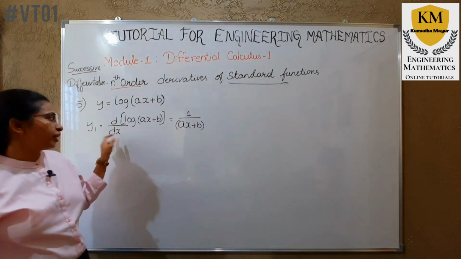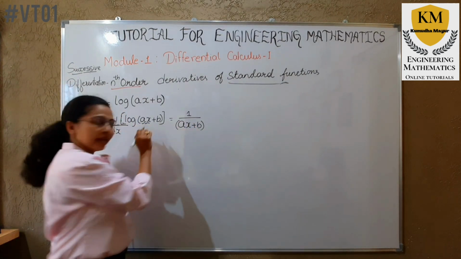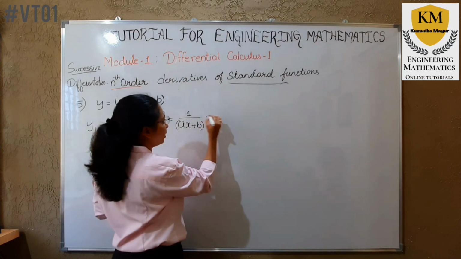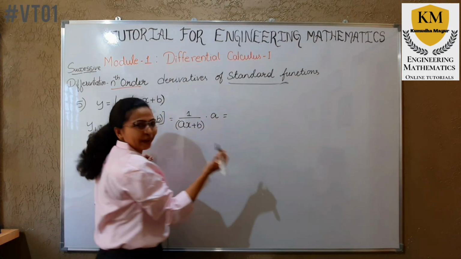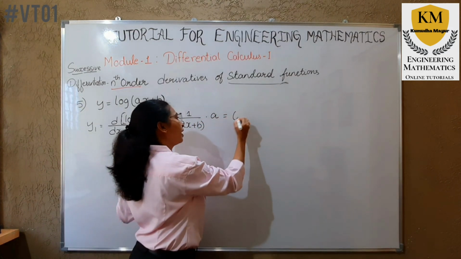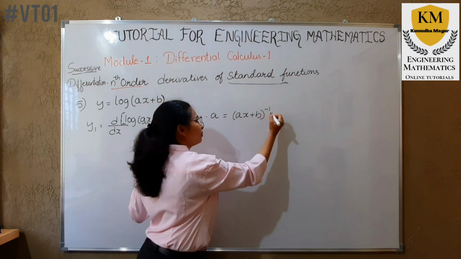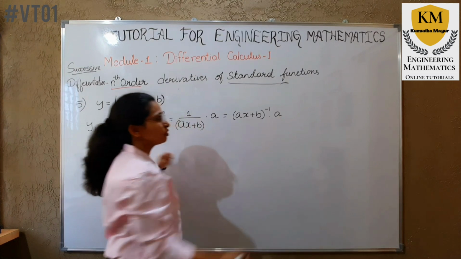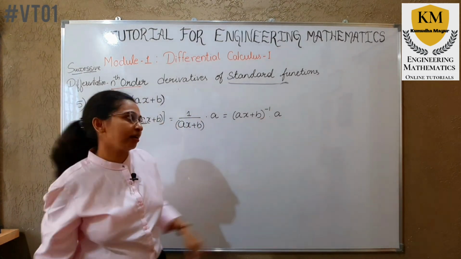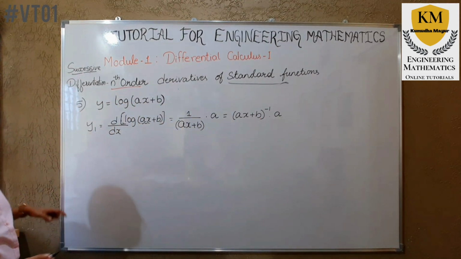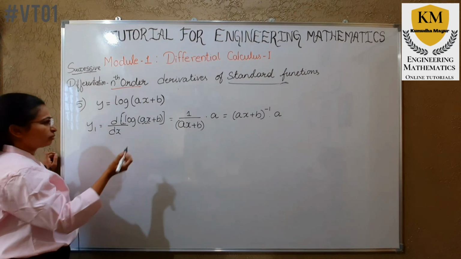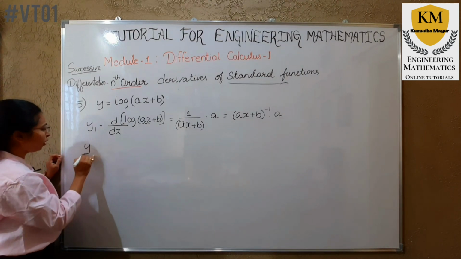Since I am differentiating with respect to x, you can see the ax over here, into a. This can be reframed as ax plus b whole to the power minus 1 into a. Hope you understood how this power minus 1 has come here. I need not explain because just a few minutes before I have explained this. Let me go for the second order.